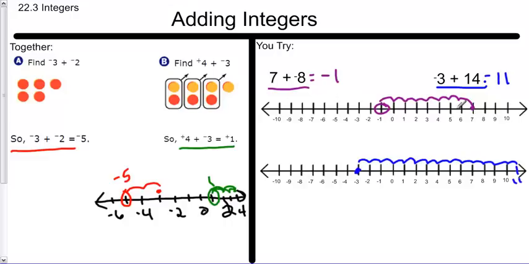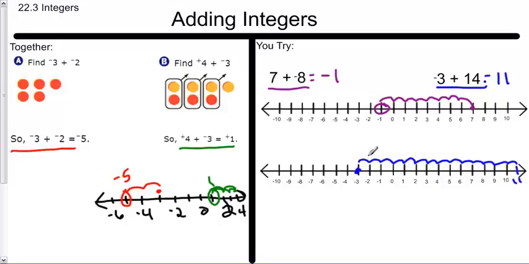So I started at 7, and then I'm adding a negative 8. So that tells me I need to step backwards 8 times. So 1, 2, 3, 4, 5, 6, 7, 8. And that's where I ended up, negative 1. So 7 plus a negative 8 equals negative 1.